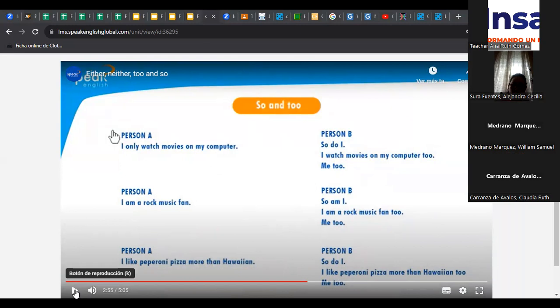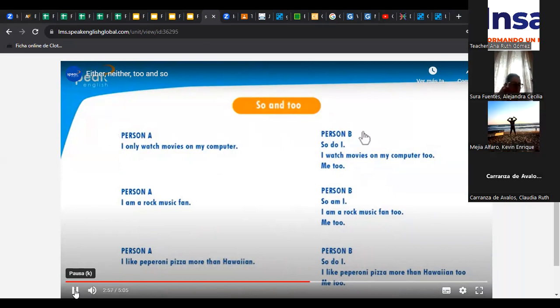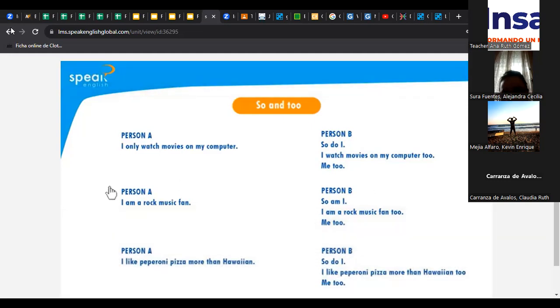All right, here we go. I only watch movies on my computer. Person B can answer: So do I. I watch movies on my computer too. Me too. Another example: I'm a rock music fan. Person B can answer: So am I. I am a rock music fan too. Me too.